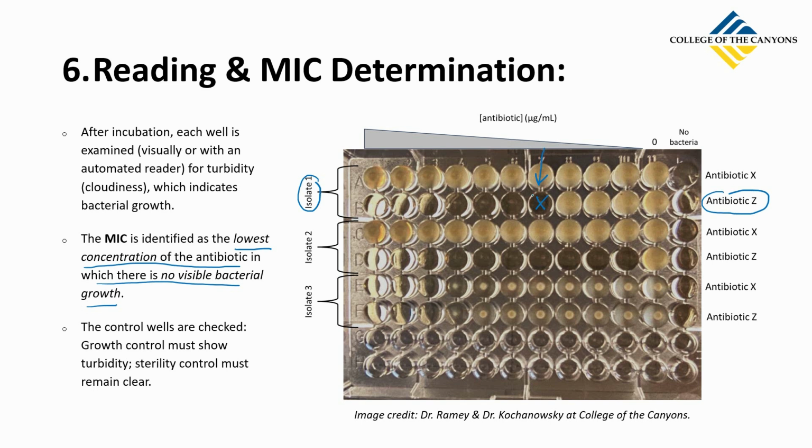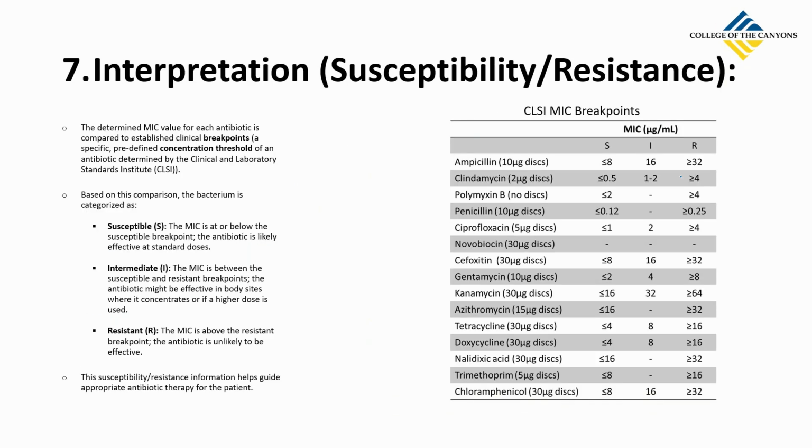This of course is assuming that the control wells end up as expected, which would be that in the inoculated wells in column 11, we see growth because there's no antibiotic there, and then in the wells in column 12, we do not see growth because those wells were not inoculated.